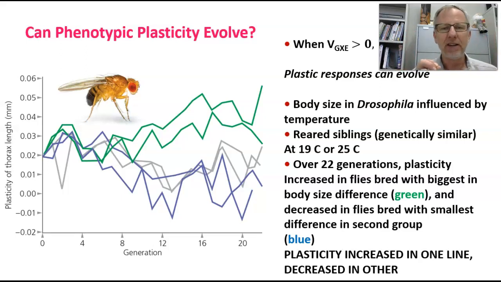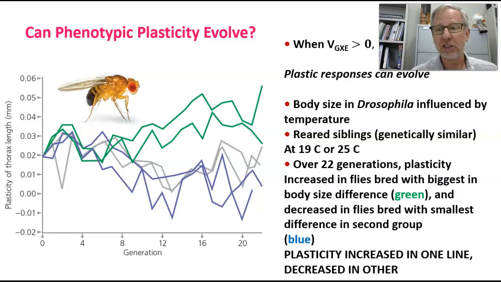And the lines that are shown in blue show the results of breeding flies in a separate line that had the smallest differences in body size. And what we can see is that the populations did evolve.